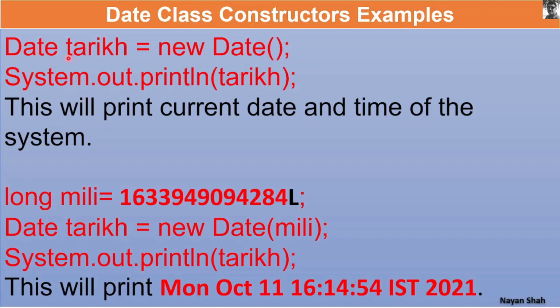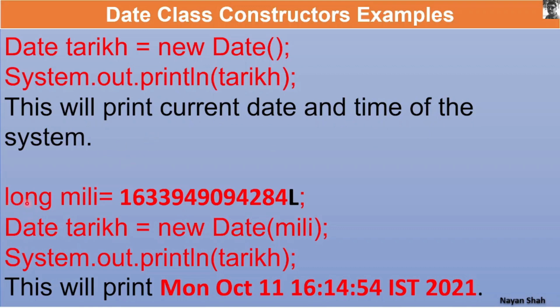Similarly here, Date tarikh is equal to new Date, so we are creating a tarikh object of type Date, and then we print it. It is without any argument. So System.out.println(tarikh) will print the current date and time of the system. Whatever is the system date and time will be printed.